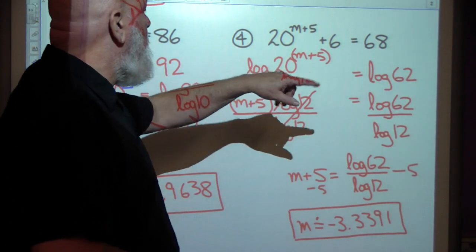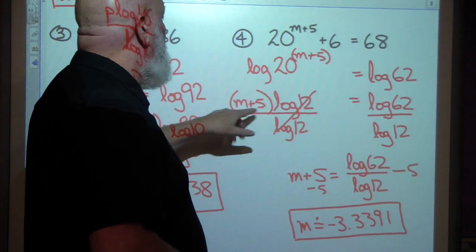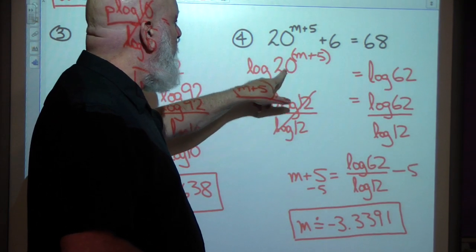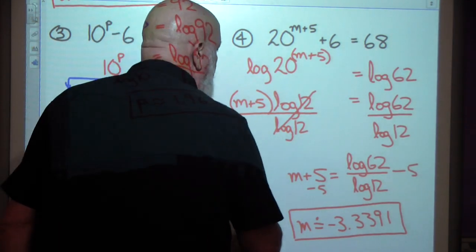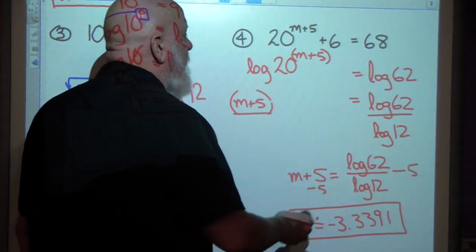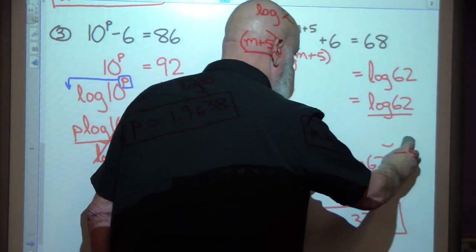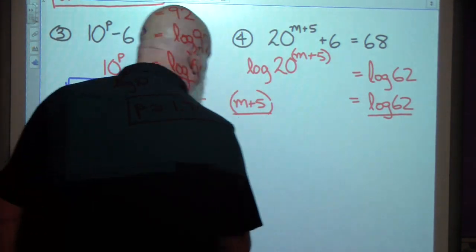Subtracted 6, I got 62. Took the log of both sides. M plus 5. Oh, look at that. That should be log 20 right there. I rewrote it as log 12 for some reason. That's an easy fix. Let's go ahead and fix it real quick. You guys probably saw that and you were just grimacing through the rest of it. Let's go ahead and fix it.